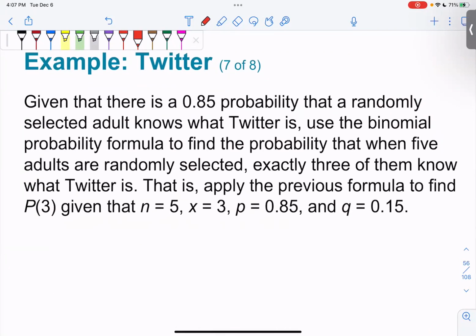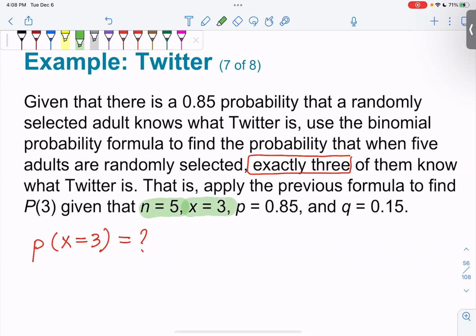So let's take this example. Here they say exactly 3, which is probability of X equal to 3. This is what we are looking for. We did the same example before. So we know N equals 5, X equals 3. And then this is the probability of success, probability of failure.